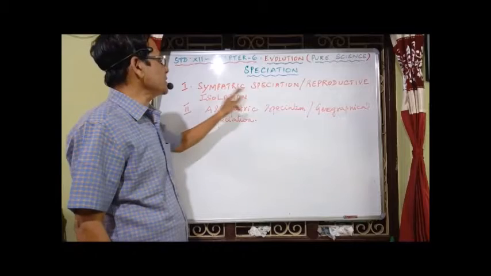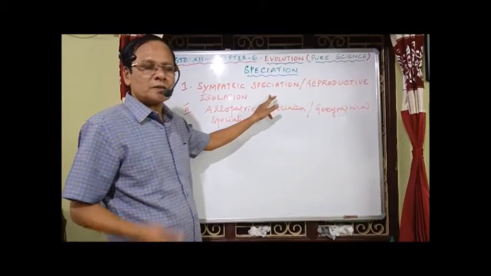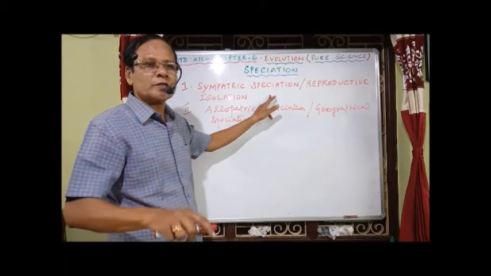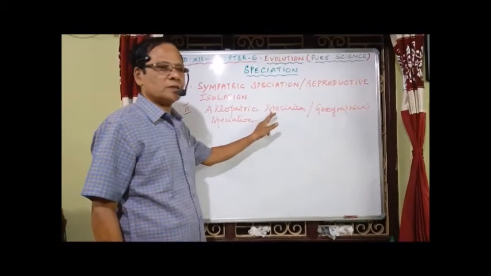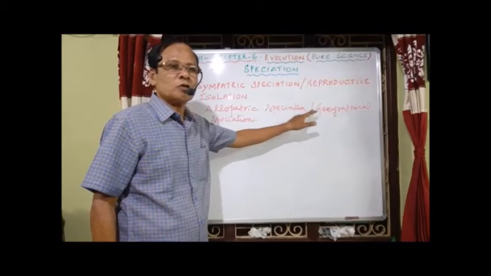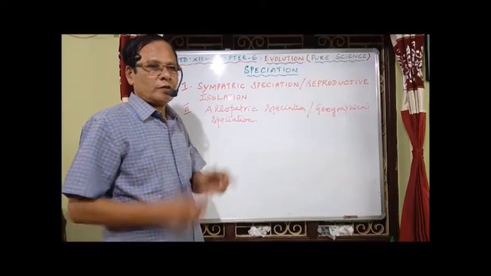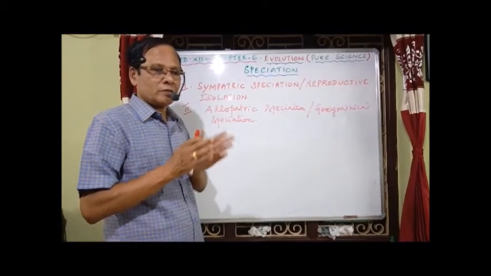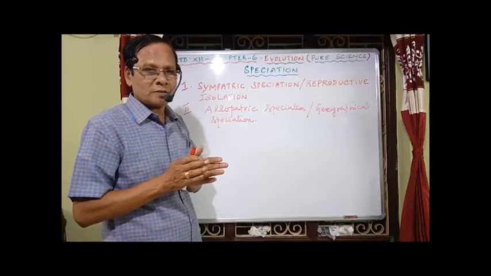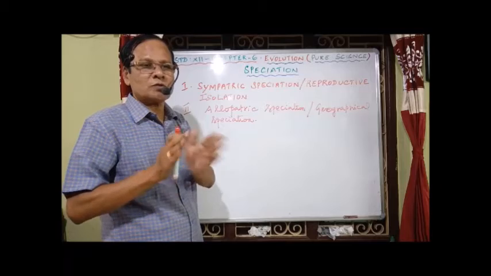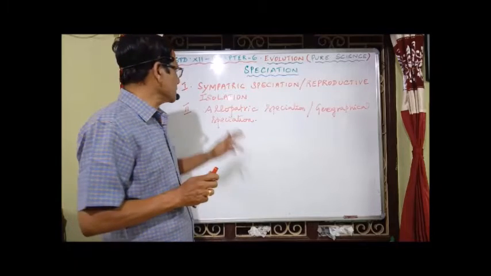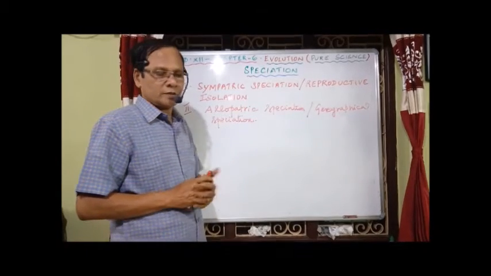There are two types of speciation based on formation. Number one, sympatric speciation, that resulted only because of reproductive isolation. Another one, allopatric speciation, that resulted mainly by geographical isolation. When two different animals are separated by geographical barriers, there is no reproduction. So that resulted in the formation of allopatric species.